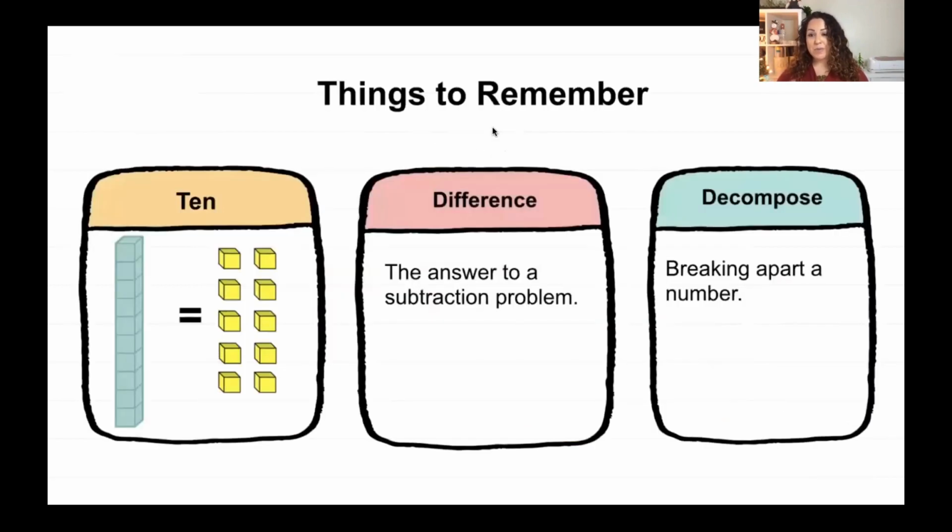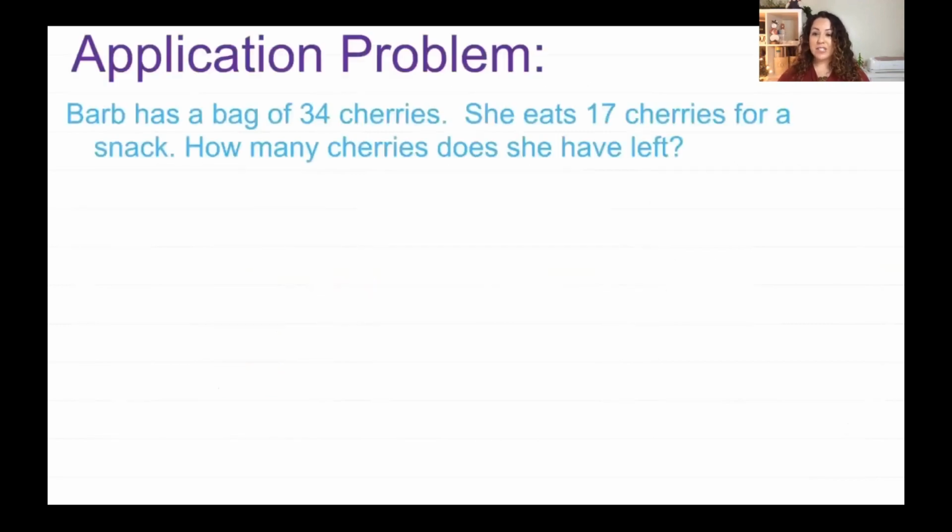Again, remember when you have a 10, it breaks down into 10 littles, or 10 littles equal 1 big. They work both ways. The difference is the answer to a subtraction problem, and when we decompose, we break apart a number. So we're going to be unbundling or decomposing tens. So let's go ahead and just open up with a problem to get our brain going.